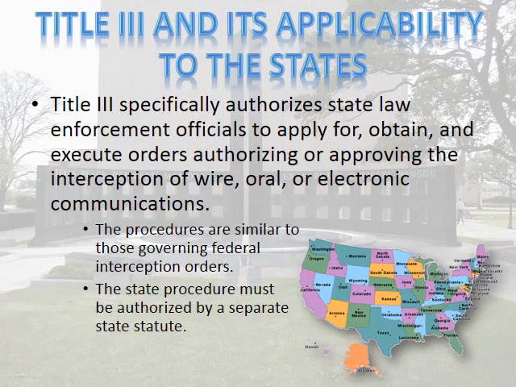Title III specifically authorized state law enforcement officials to apply for, obtain, and execute orders authorizing or approving the intercept of wire, oral, or electronic communications. So these procedures are similar to the previous law we were talking about governing federal interceptions. The state procedure must be authorized by a separate state statute, and we do have such a statute here in Texas.